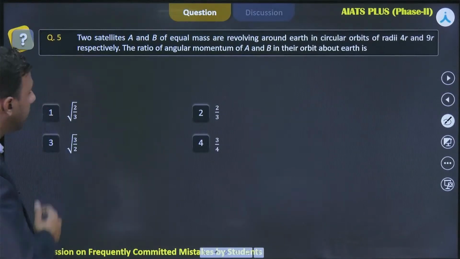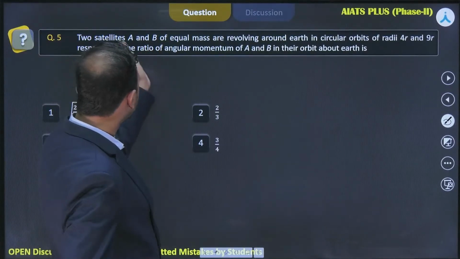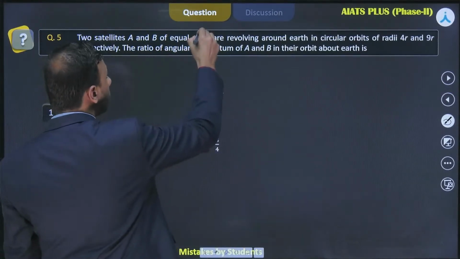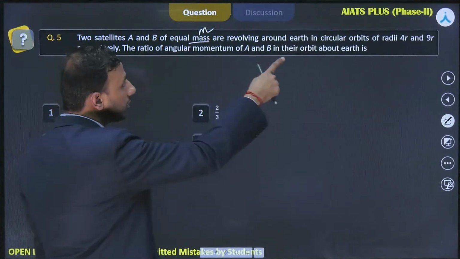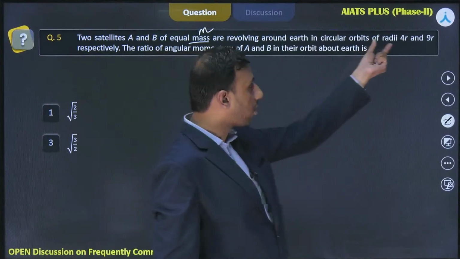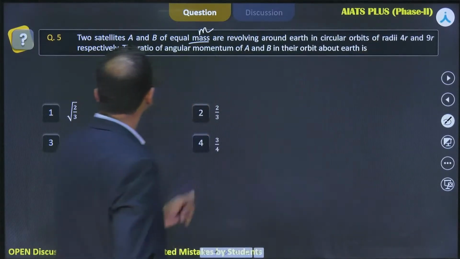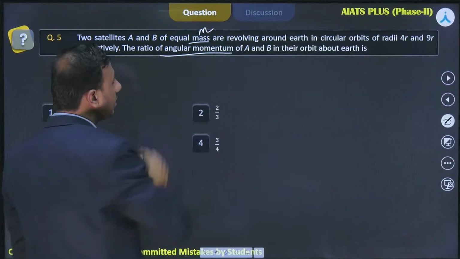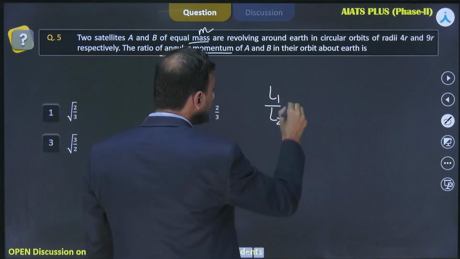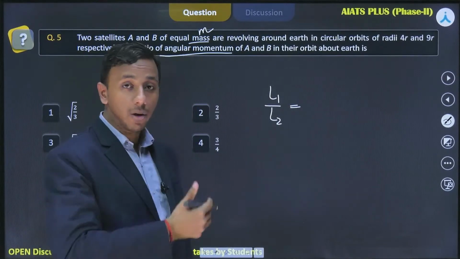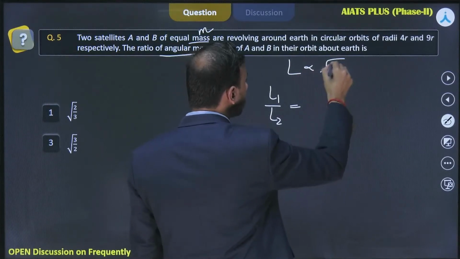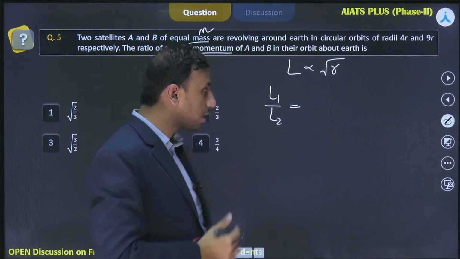See this question. They have said two satellites of the same mass m are revolving around Earth in circular orbits of different radii, r1 and r2. The radii of those orbits are different, and we are asked to find the ratio of angular momentum, L1 by L2. But just now we proved that for the satellite, angular momentum will be proportional to r power 1 by 2, or under root r.